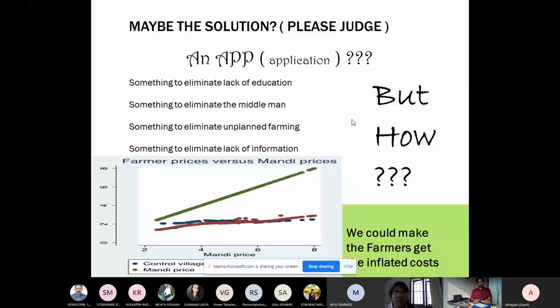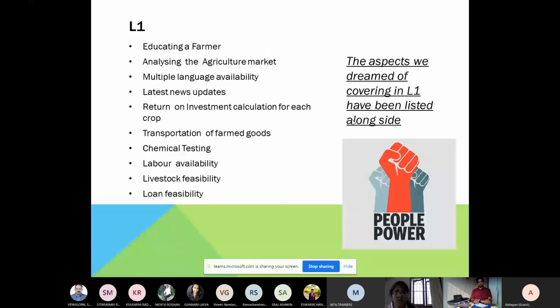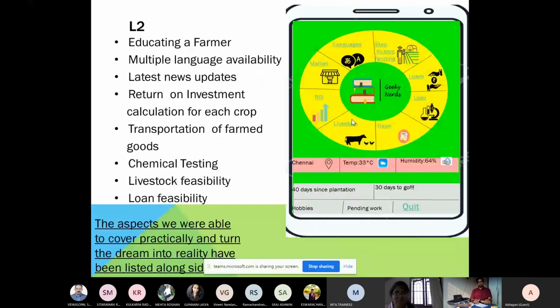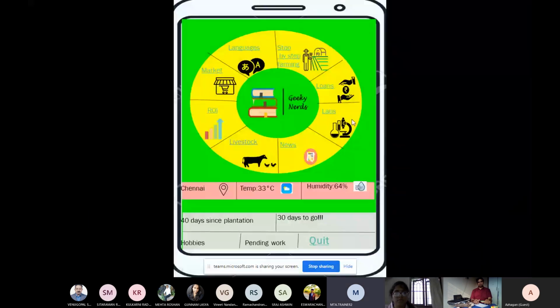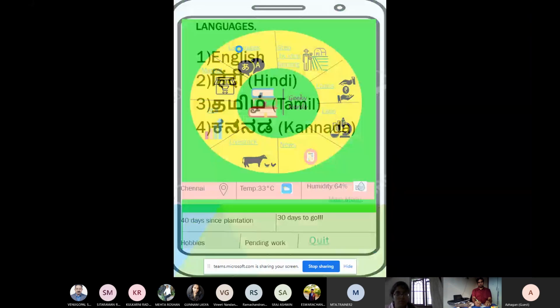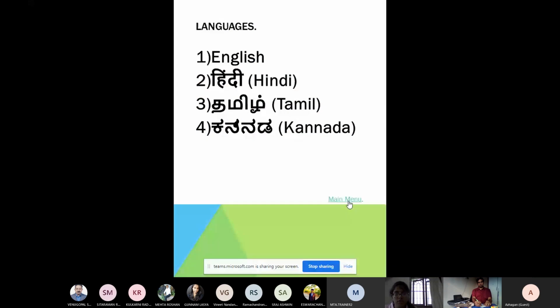So we made a couple of prototypes, the L1 and L2. And coming on to L2, we'll just move to our prototype itself directly. What we created was an app, and this is a basic interface for the app. You could see that we have given multiple features, like the option to choose a language. That's the language page where you can choose your language.